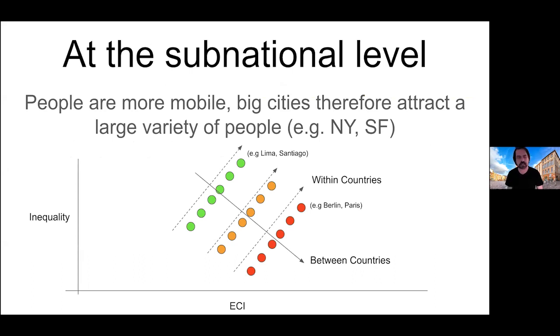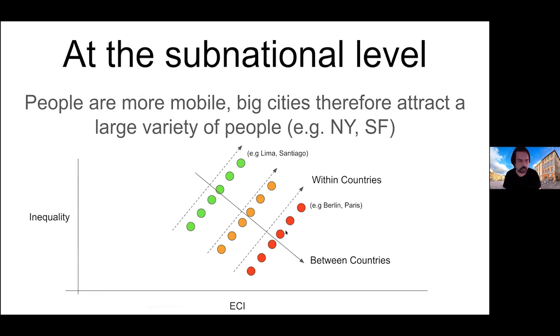And the hypothesis that we have been exploring with some of my colleagues is that, well, people are more mobile within countries. So since people are more mobile within countries, big cities attract a large variety of people. Like cities like New York and San Francisco, they attract smart, educated people, but they attract poverty in certain ways. So what we might be observing here is what is known in statistics as a Simpson's paradox, which is that between countries, the relationship is negative, but within countries, the large cities like Berlin or Paris or Lima or Santiago in Latin America are cities that are very unequal. So that would be a way to make these two things compatible.